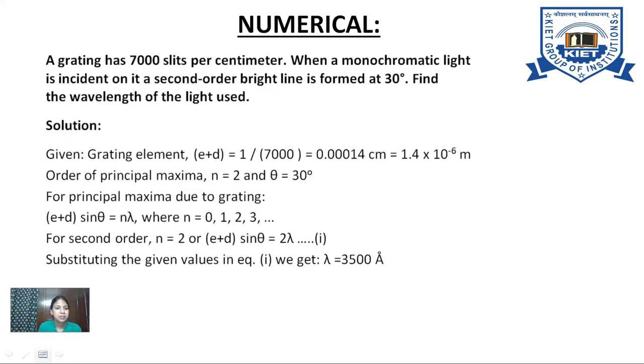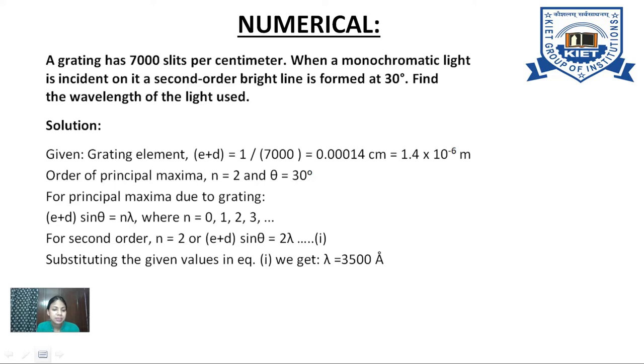To understand things better, we see a numerical now. We are given that a grating has 7,000 slits per centimeter. When monochromatic light is incident on it, a second order bright line is formed at 30 degrees. Find the wavelength of light used. In order to solve it, we see the things that are given to us. Grating element e plus d equals 1 upon the number of slits per centimeter, which happens to be 7,000 in our case. Solving this, we get 1.4 times 10 to the power minus 6 meters. The order of the principal maxima given here is n equals 2 and theta is equal to 30 degrees.